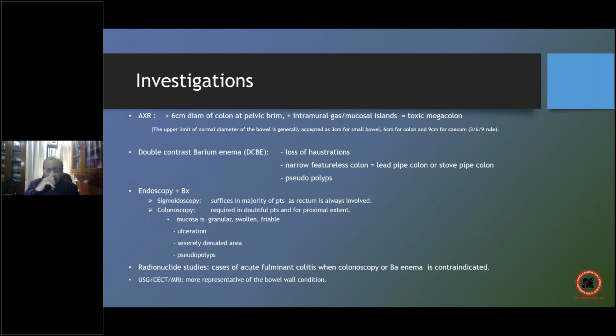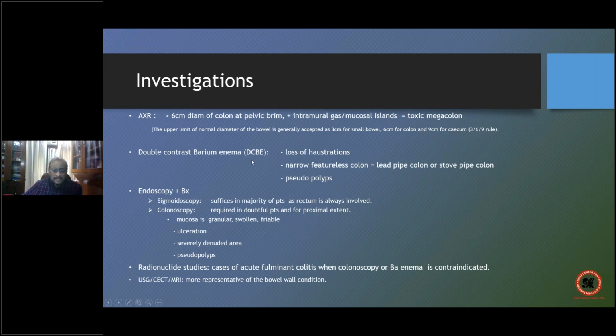Now, a dictum is the 369 rule, which tells you the diameter of the colon, or the large bowel, and the small bowel. What is accepted is that on a plain skiagram, if you find a diameter of 3 centimeters for small bowel, it is normal. 6 centimeters and below is a normal diameter for colon, and 9 centimeters for cecum. If you have anything more than 3, more than 6, more than 9 in these respective sites, then it is an abnormal dilatation of the bowel. So remember the 369 rule for the plain skiagram diameter of the bowel. So 3 ileum, 6 colon, 9 cecum.